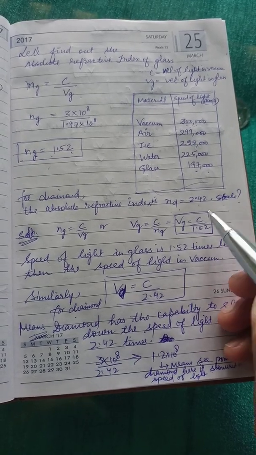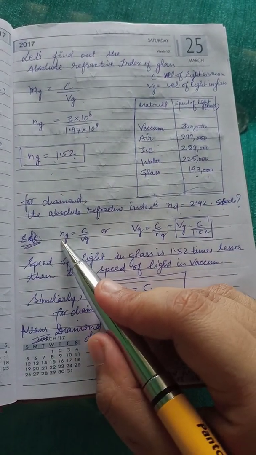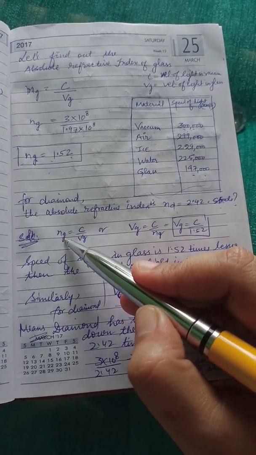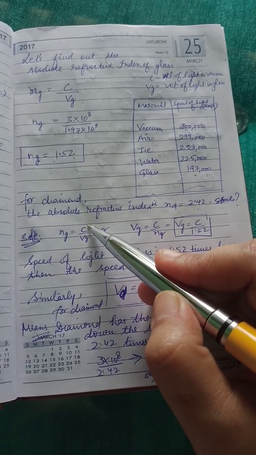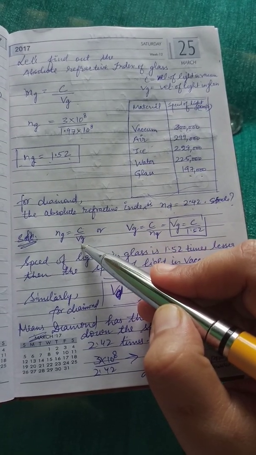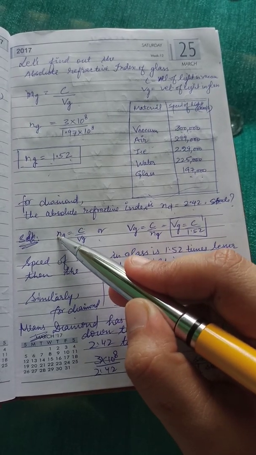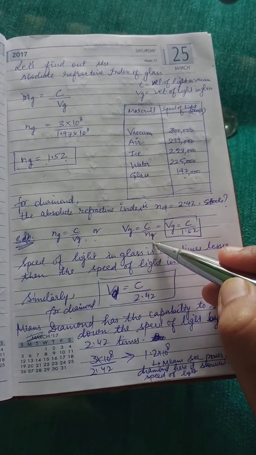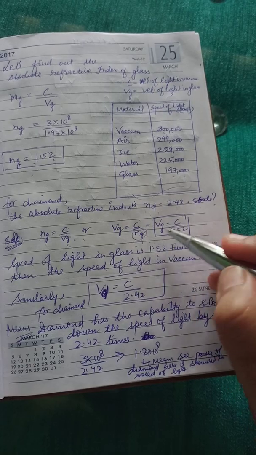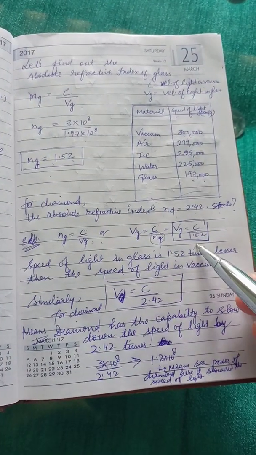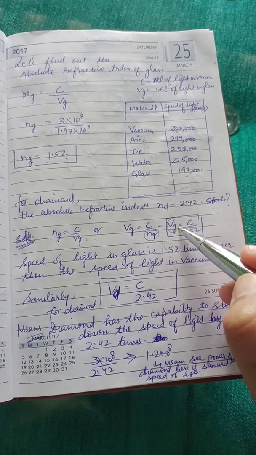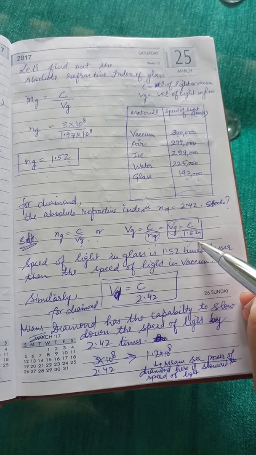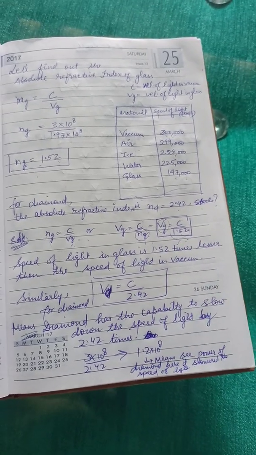State it means define it, how is it possible? So we know that from this glass refractive index we can calculate Ng, the absolute refractive index of glass, which is C upon Vg, that is the speed of light in vacuum to the speed of light in glass. Or from here, when you put your Vg here and take the Ng here, you get Vg is equal to C by Ng, because you know the value of Ng. Ng is 1.52, which we have calculated right now, which means, students, that the speed of light in glass is 1.52 times lesser than the speed of light in vacuum.